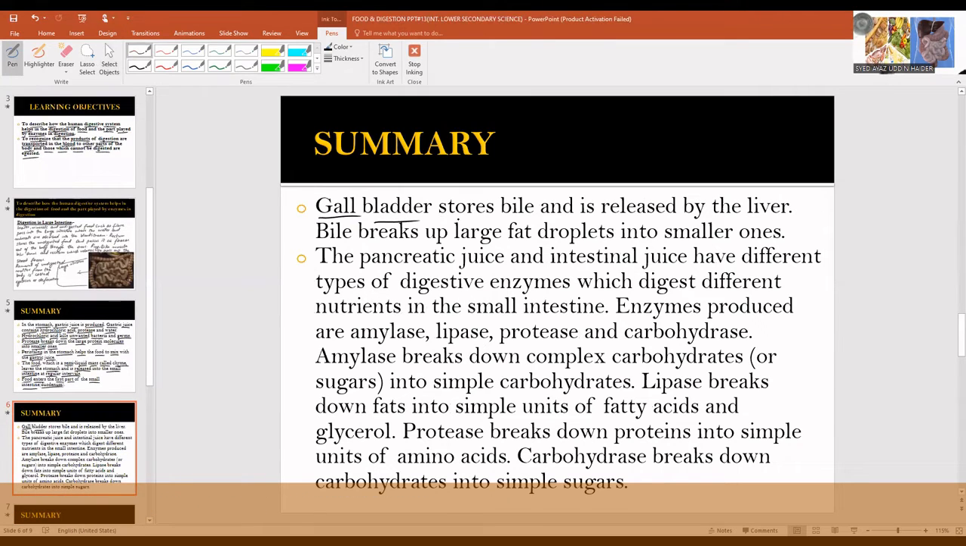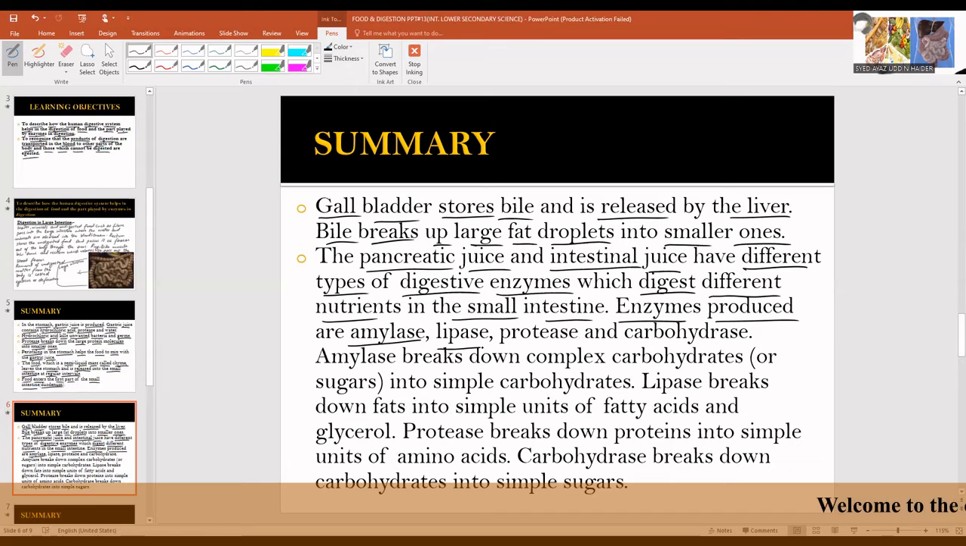The gallbladder stores bile, which is produced by the liver. Bile breaks up large fat droplets into smaller ones. The pancreatic juice and intestinal juice have different types of digestive enzymes which digest different nutrients in the small intestine. Enzymes produced are amylase, lipase, protease, and carbohydrase.